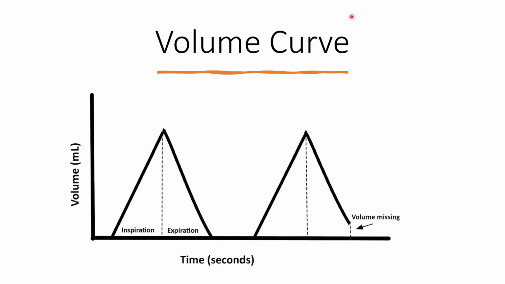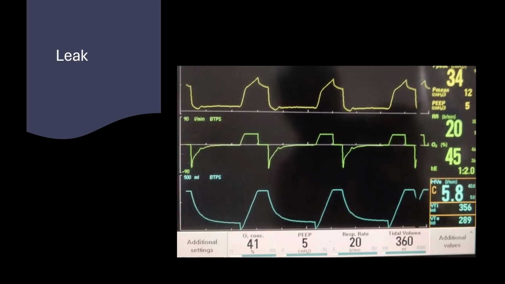So what is happening here? The expiratory volume scalar is not reaching the baseline. Before reaching the baseline, there is the start of inspiration. As you can see here, this is the expiratory volume which is not reaching the baseline at all, and suddenly inspiration starts. So this is a very typical case of leak.